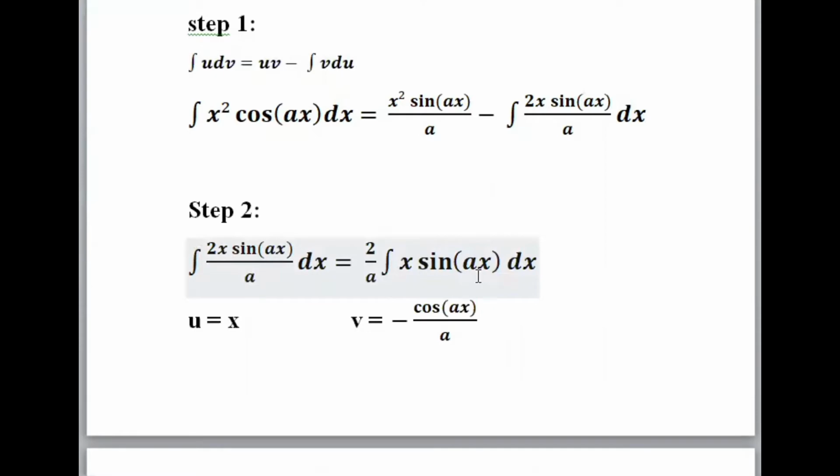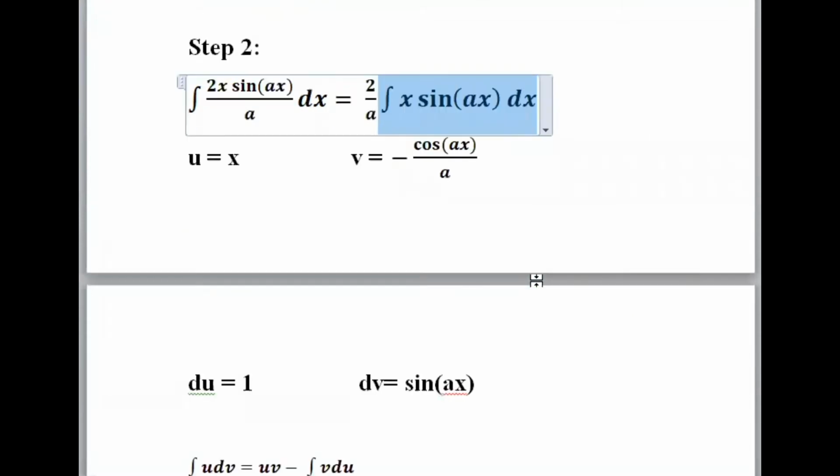To simplify the equation, we can put 2 over a outside from the equation. After that, we can get the info from this, which is u equal to x, du equal to 1, v equal to negative cos ax over a, dv equal to sine ax.